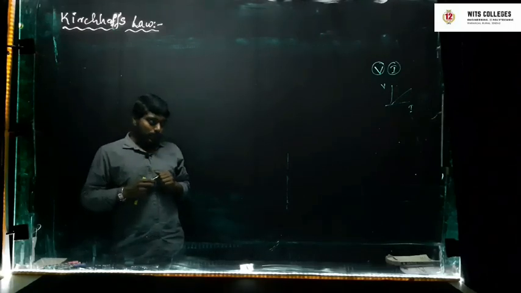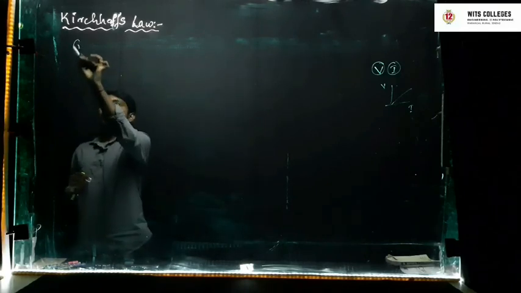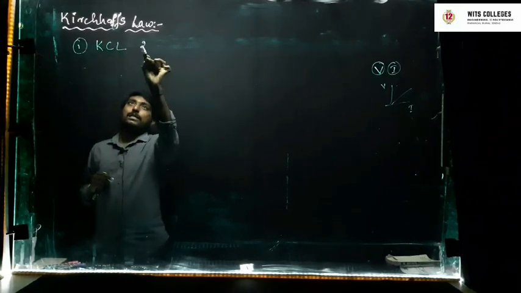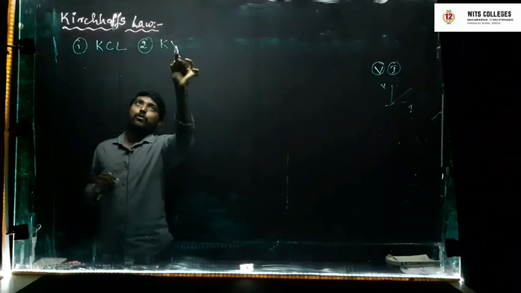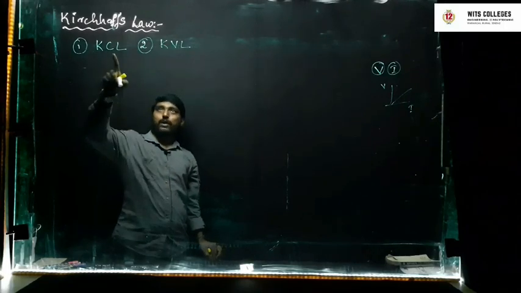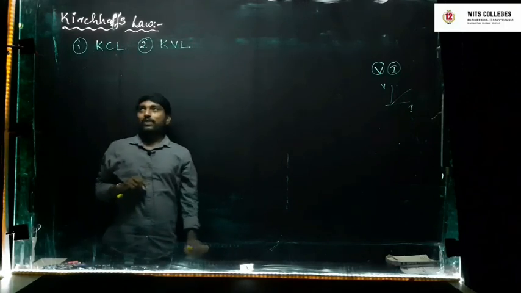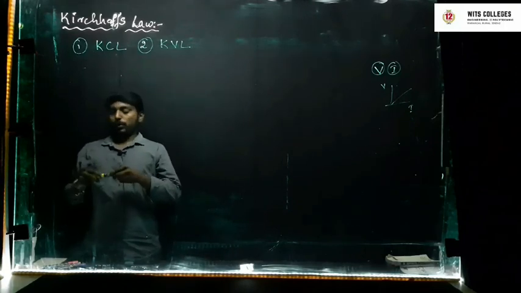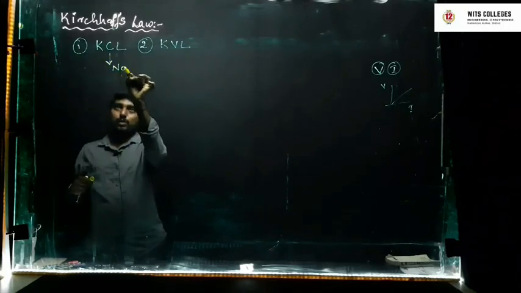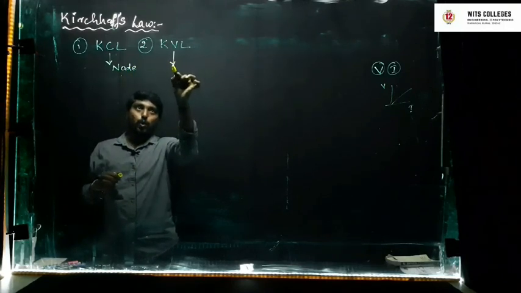Kirchhoff laws. The Kirchhoff laws are mainly classified into two types. One is KCL, Kirchhoff Current Law. The second one is KVL, Kirchhoff Voltage Law. In order to define the Kirchhoff Current Law, we consider a node. The Kirchhoff Voltage Law is related to a loop.